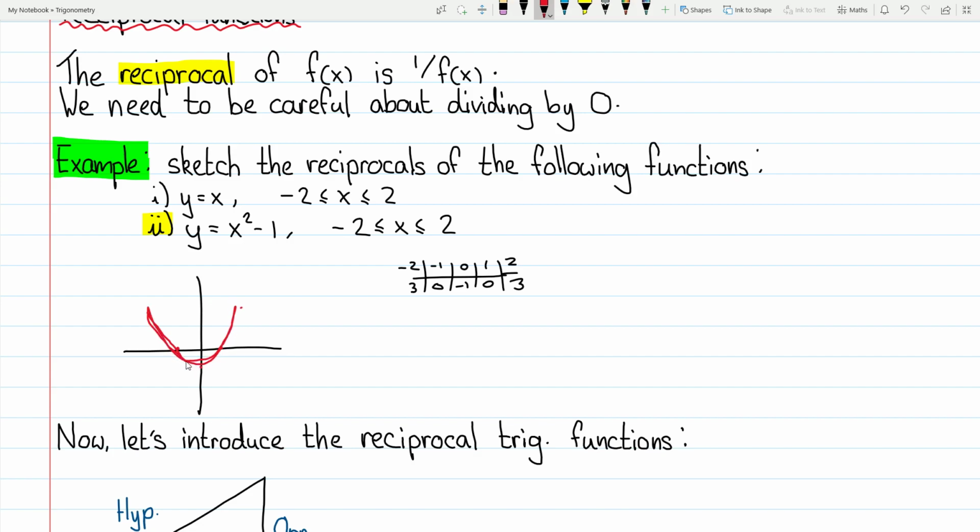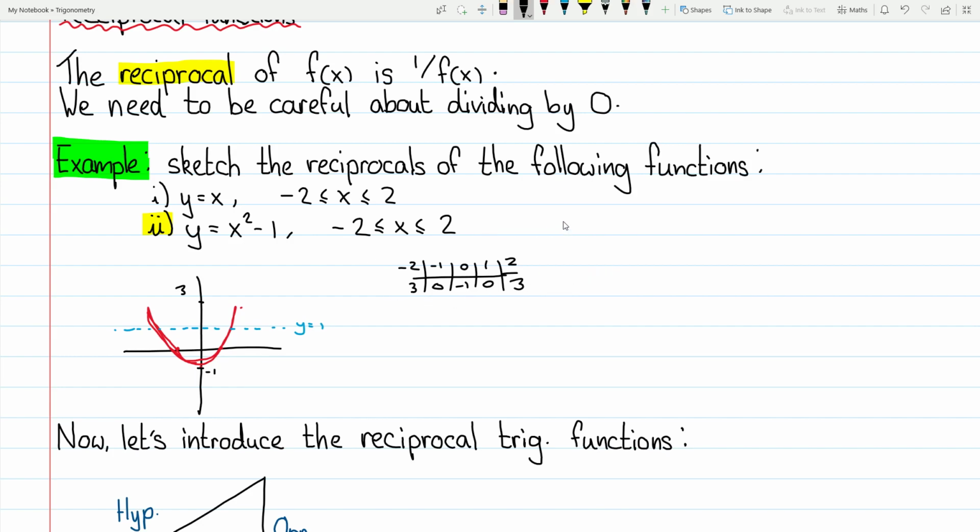Sort of badly drawn, but I digress. So this is 3, and this is negative 1. So let me just quickly draw the line y equals 1. So what happens now?